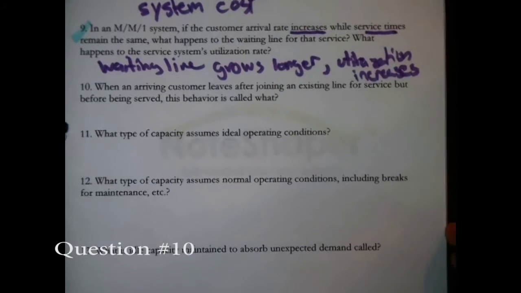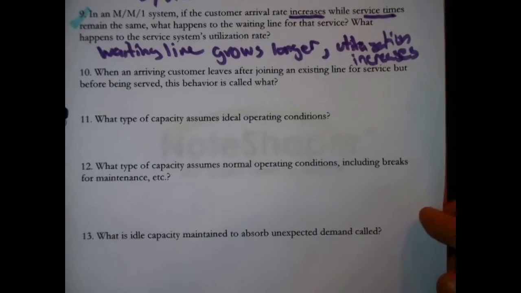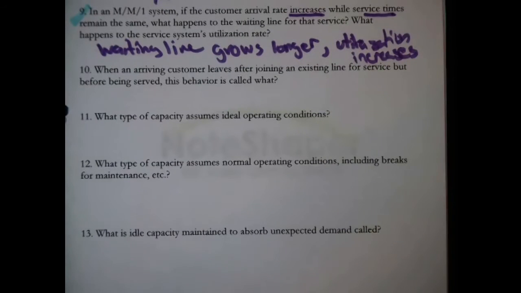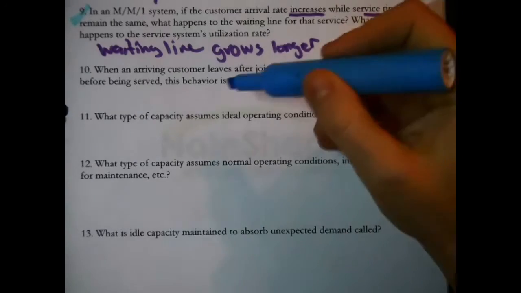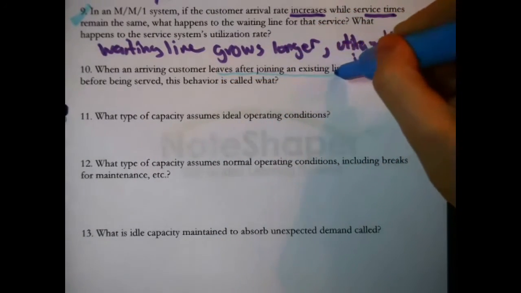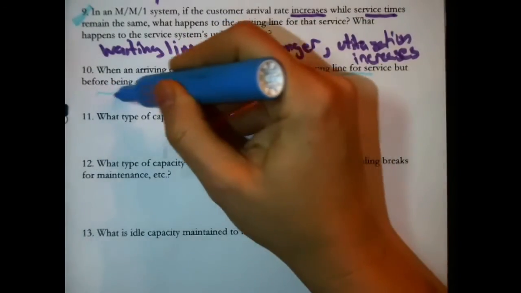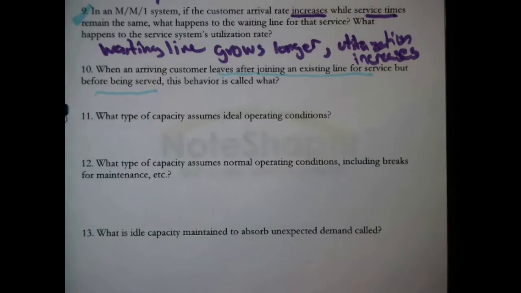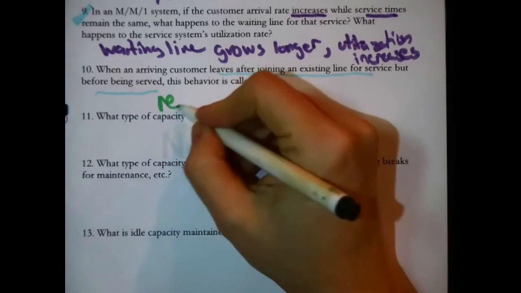When an arriving customer leaves after joining an existing line for service, but before being served, this behavior is called what? Okay, leaves after joining the line, but before being served, that is known specifically as reneging.